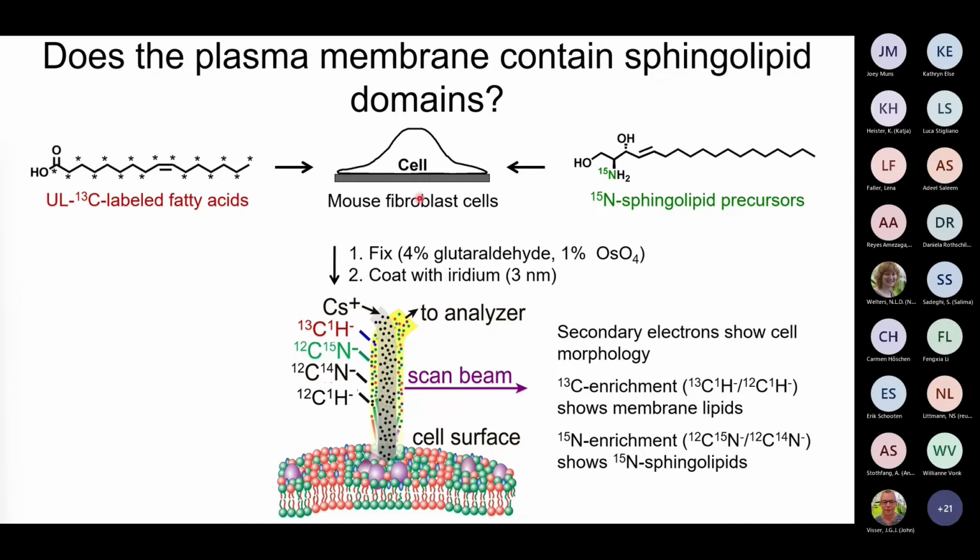So those two are added to the cell culture medium for about a week under low concentrations. After that time, we chemically fix the cells with glutaraldehyde and osmium tetroxide, so that cross-links all the proteins and lipids so they don't move around when we dehydrate the cell. And then we coat the whole thing with iridium. So that's a metal that makes our sample more conductive and gives us good secondary ion signals. In this process, the cells are intact.